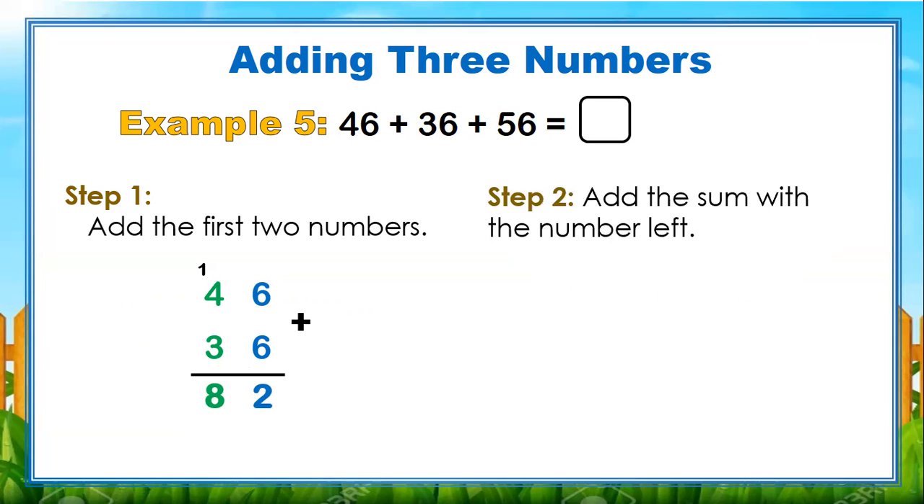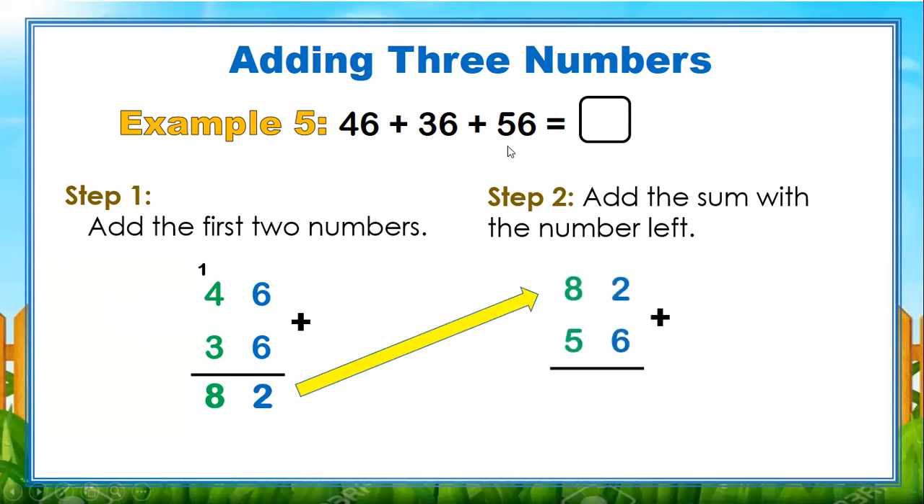Next step, add the sum with the number left. So our sum is 82. And the number left here in our given example is 56. So 82 plus 56 will give us 2 plus 6 is equal to 8, and 8 plus 5 is equal to 13.